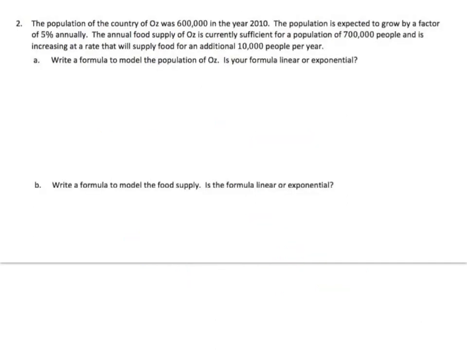All right, last one. The population of the country of Oz was 600,000 in the year 2010. The population is expected to grow by a factor of 5% annually. The annual food supply of Oz is currently sufficient for a population of 700,000 people, and is increasing at a rate that will supply food for an additional 10,000 people per year. Whew, that's a lot of stuff. So write a formula to model the population of Oz. Is your formula linear or exponential?